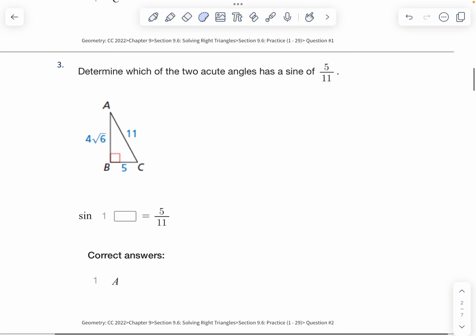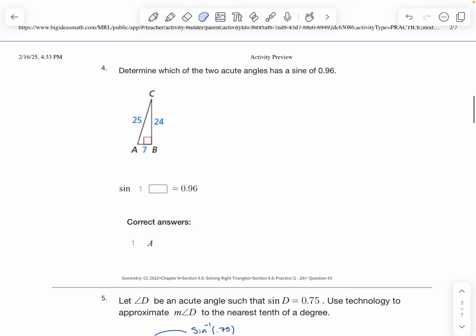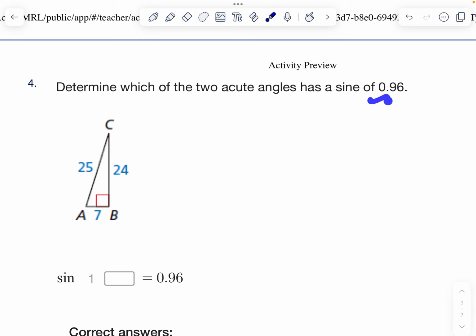We do the same thing here with problem 3, but this time we're looking at sine of 5 over 11, right? Sine uses opposite over hypotenuse. Opposite is 5, hypotenuse is 11 for angle A, right? If I was looking at angle C, that wouldn't be the same thing. This one just wants it as a decimal, right? But clearly that's going to include 24 over 25 because it's not going to include 7.